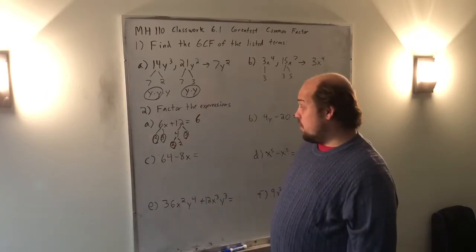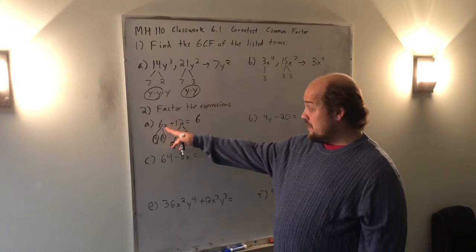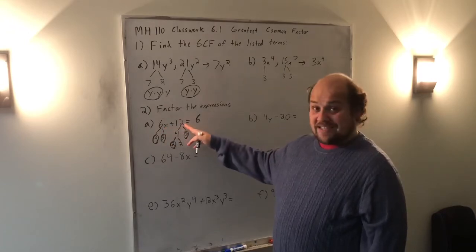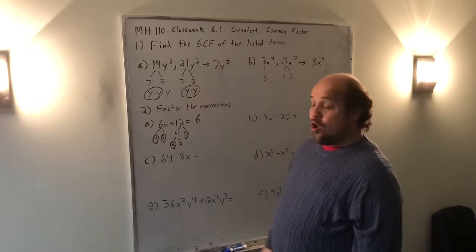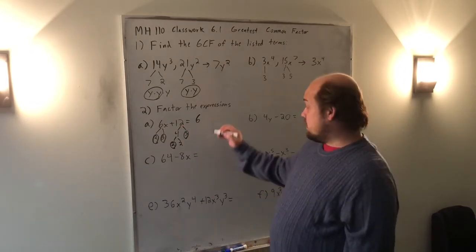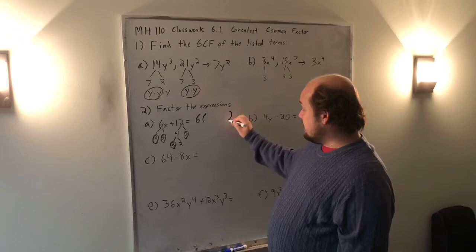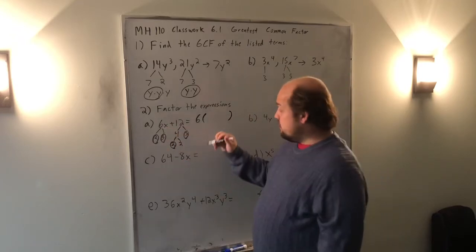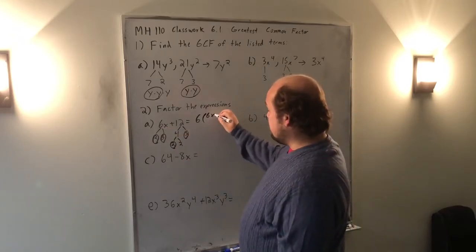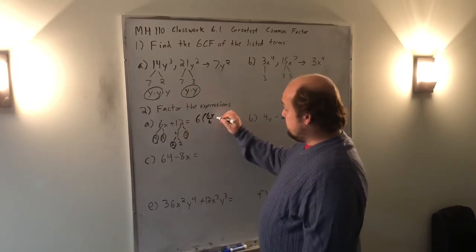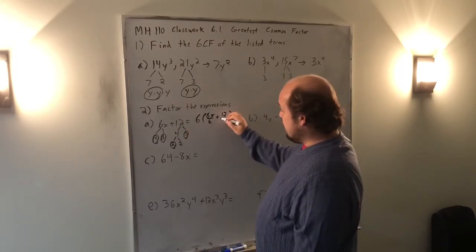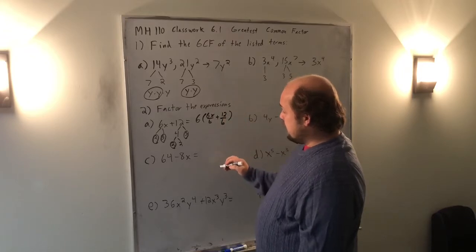When I look for the smallest power of x, I only see one x here. There's no x's here. So the smallest power is really none at all. That's why all I'm going to be factoring out is the 6. I can then write parentheses and say the first thing used to be 6x. It's now 6x divided by 6. The second thing used to be positive 12. It's now positive 12 divided by 6.